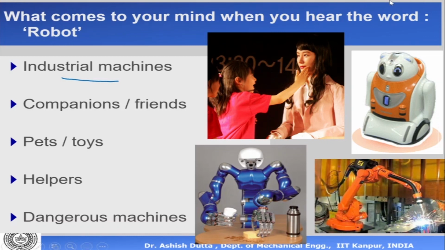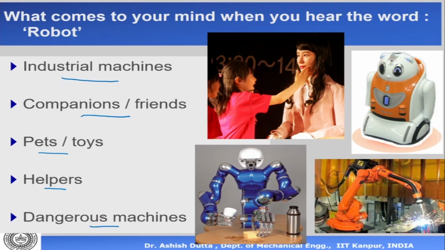For example, in automobile industries, it does spot welding and spray painting. For the younger kids, a robot can be a pet, a toy, or a companion, a friend. Now, in advanced countries, a robot also helps in homes, and they can be helpers. Service robots are there today, and in a lot of movies and on TV, you see robots going into warfare. So there can also be dangerous machines.